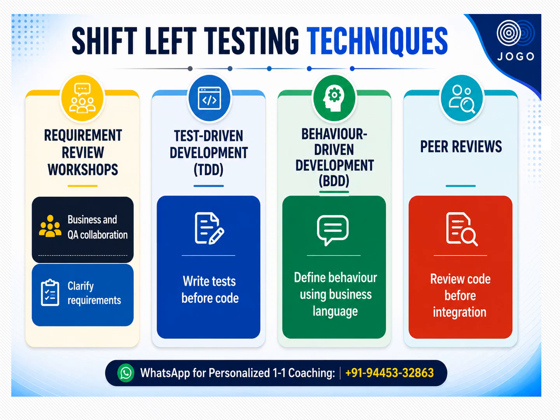The fourth technique is peer review. We will review the code before the integration. That includes all the documents review, test case review, everything. So peer review is another technique. So in summary, 4 types of techniques can be used to implement the shift left testing. The first one is requirement review workshop, test driven development, behavioral driven development, and last one is peer review. Hope this is clear and helpful.